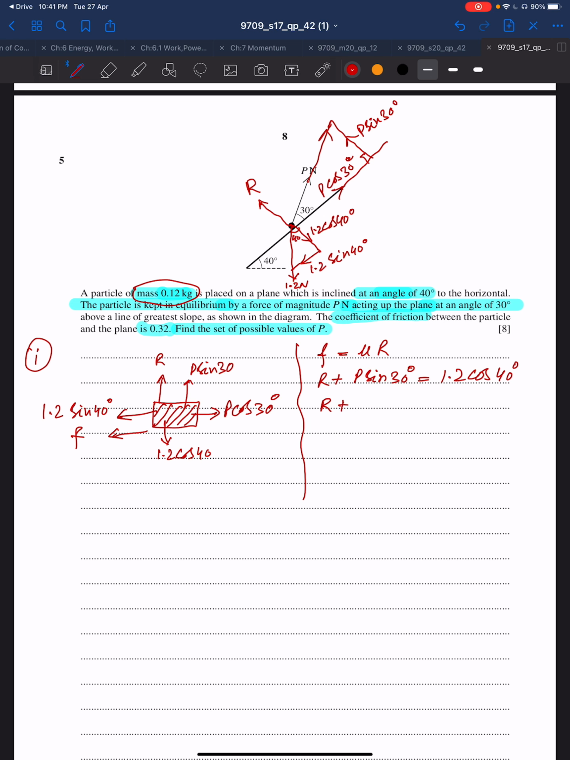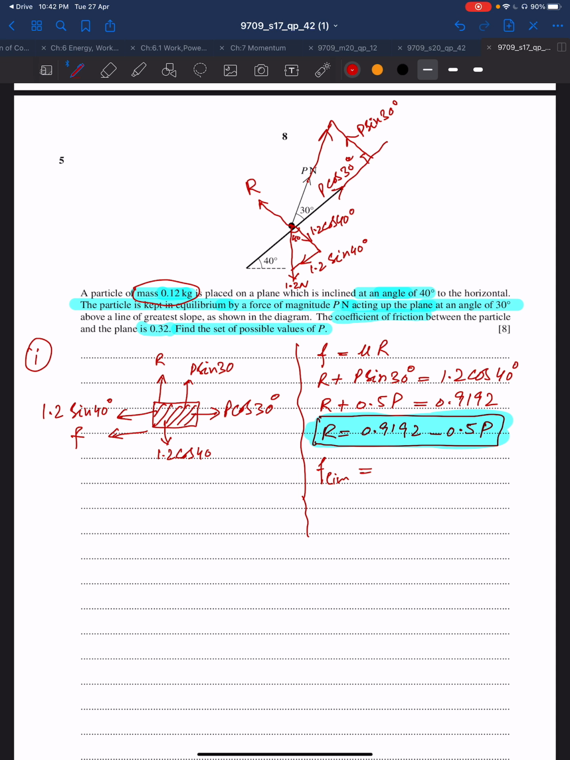So R plus 0.5 P is equal to 1.2 into cos of 40. That would be 0.9192. So R is equal to 0.9192 minus 0.5 P. This is the normal contact force, right? Then what we are going to do? We need to find out the friction. So limiting friction, F limiting, is equal to mu R.